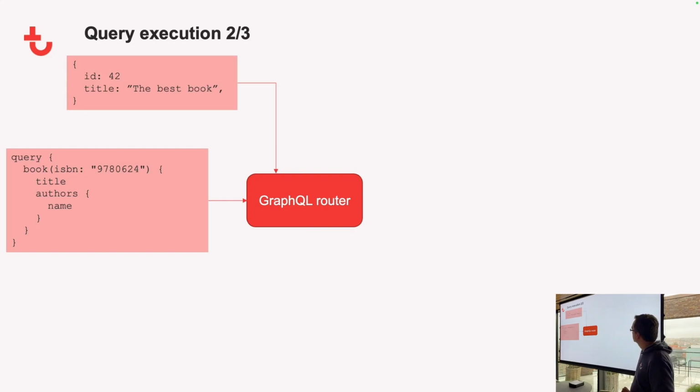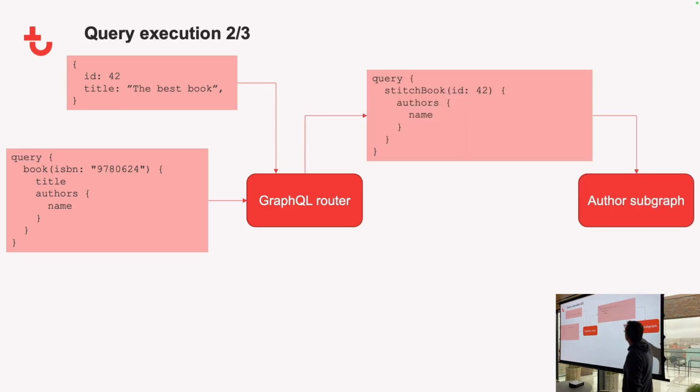Now the GraphQL router knows the ID of the book, because if you remember a few slides back, the author service didn't have anything about ISBN numbers, it just had some internal ID. So it'll take the query and the new data it just got from the book subgraph, and then it will form a query for the author subgraph using this ID, and whatever fields were requested in the query that are owned by the author subgraph.